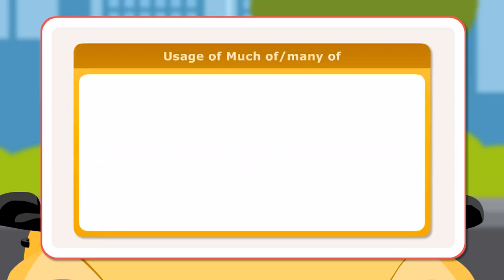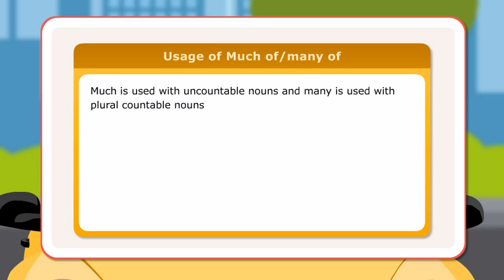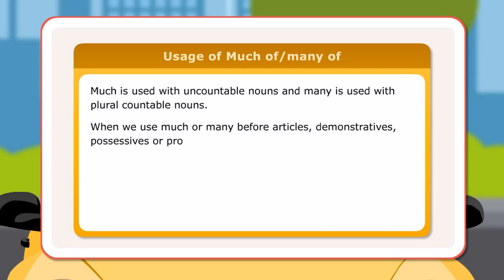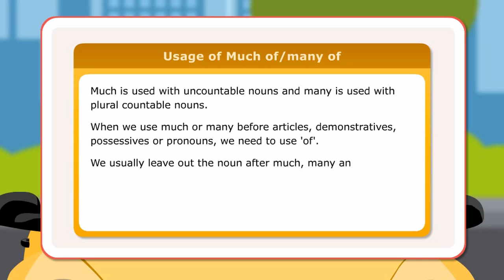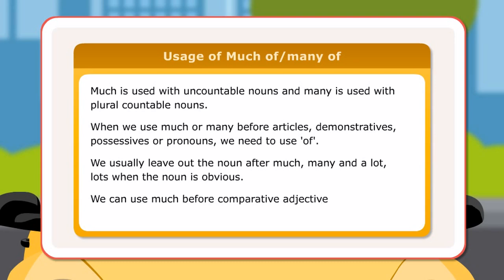Usage of much of, many of. Much is used with uncountable nouns and many is used with plural countable nouns. When we use much or many before articles, demonstratives, possessives or pronouns, we need to use of. We usually leave out the noun after much, many and a lot, lots, when the noun is obvious. We can use much before comparative adjectives and adverbs to make a stronger comparison.